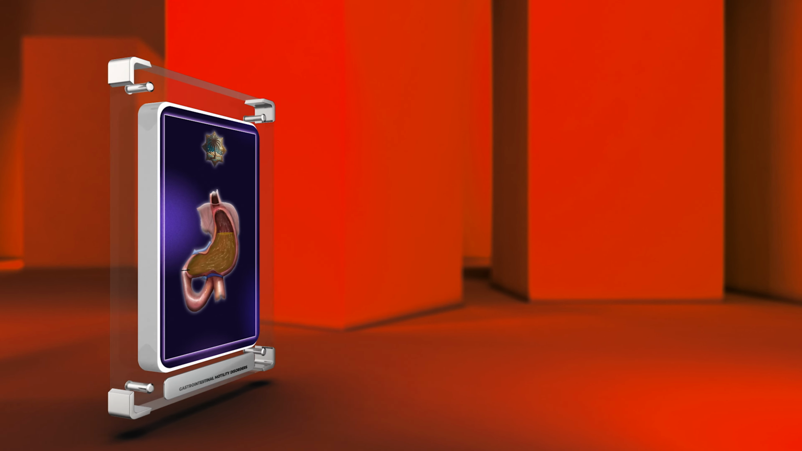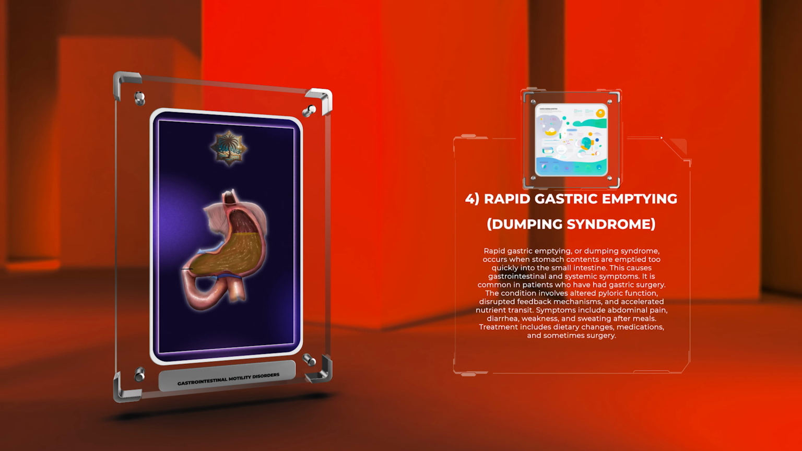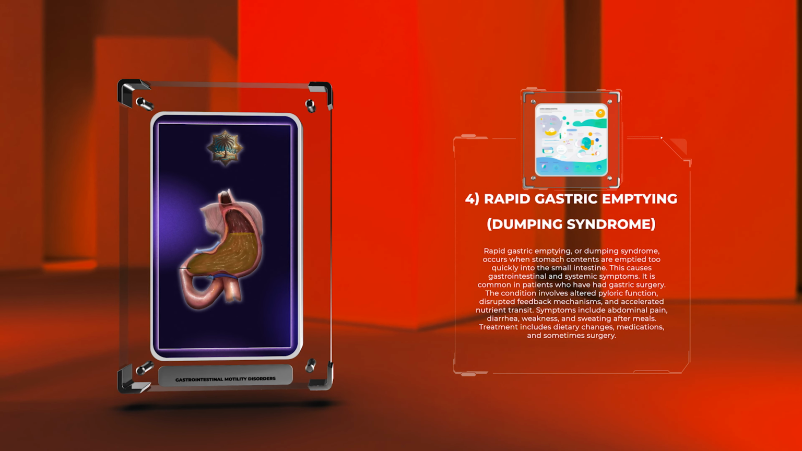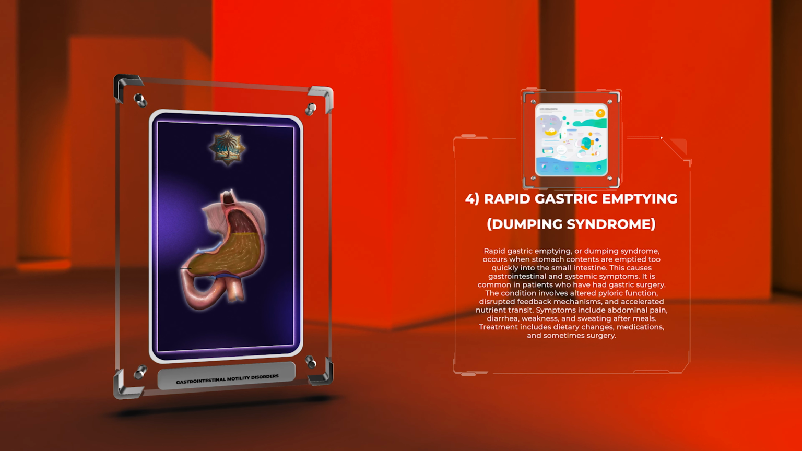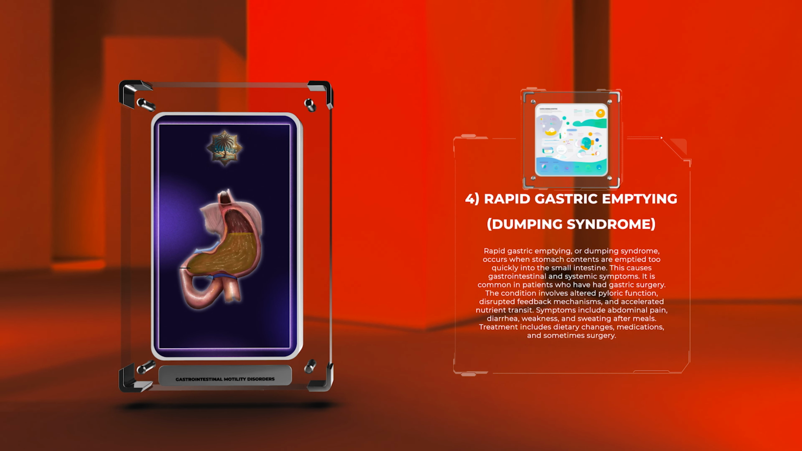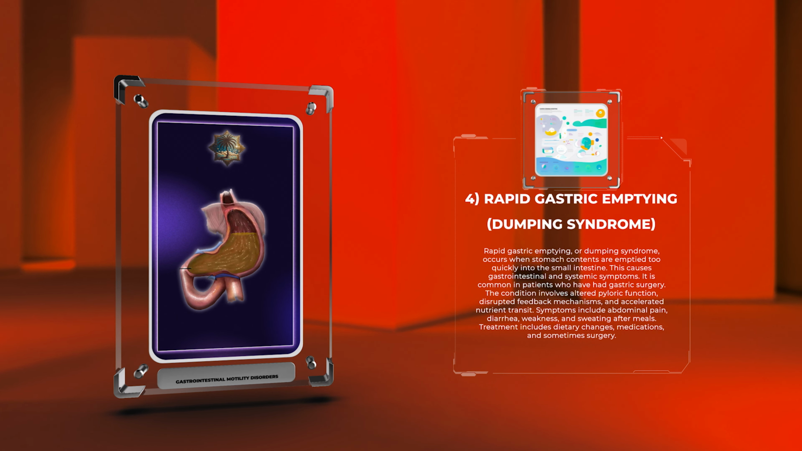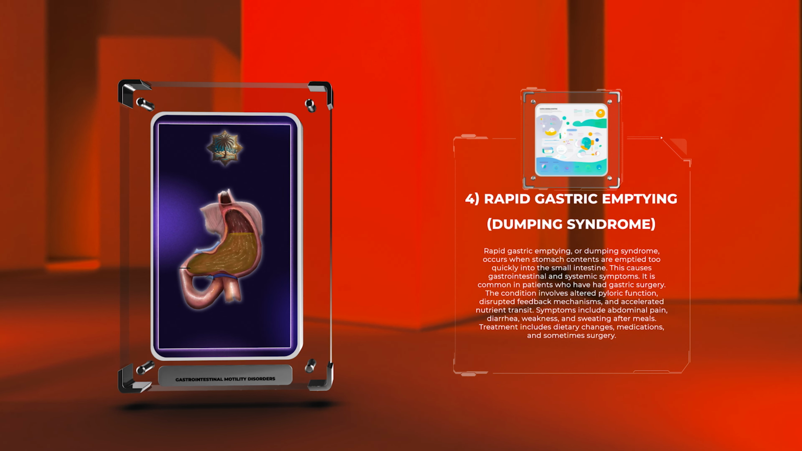Rapid gastric emptying, or dumping syndrome, occurs when stomach contents are emptied too quickly into the small intestine. This causes gastrointestinal and systemic symptoms. It is common in patients who have had gastric surgery. The condition involves altered pyloric function, disrupted feedback mechanisms, and accelerated nutrient transit. Symptoms include abdominal pain, diarrhea, weakness, and sweating after meals. Treatment includes dietary changes, medications, and sometimes surgery.